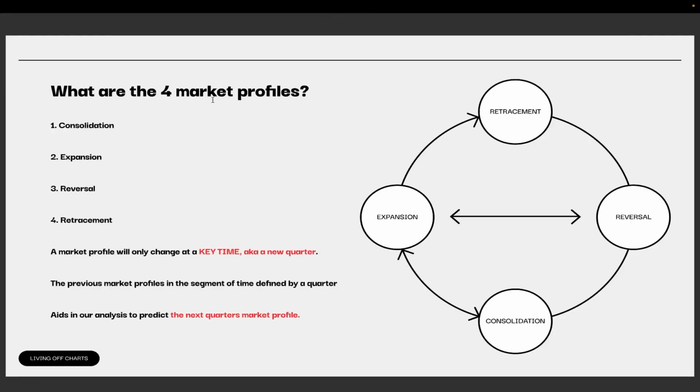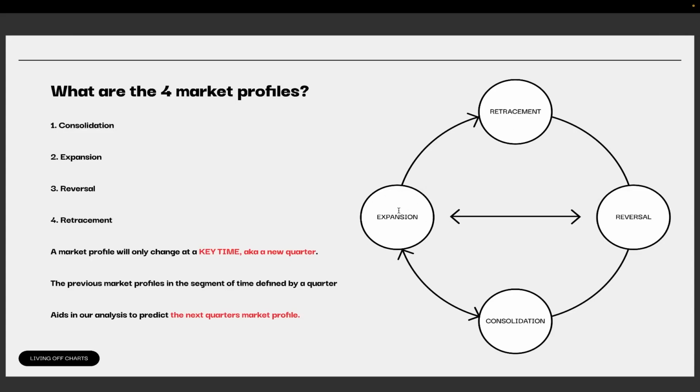What are the 4 market profiles? And you guys should know this by now from episode number 2: consolidation, expansion, reversal, and retracement. A market profile will only change at a key time. What does that mean? A key time is going to cause a change from one of these market profiles to another. This does not occur randomly. It occurs at a key time. We don't change from expansion to retracement randomly. It only changes market profile, changes the state of delivery, at a key time.